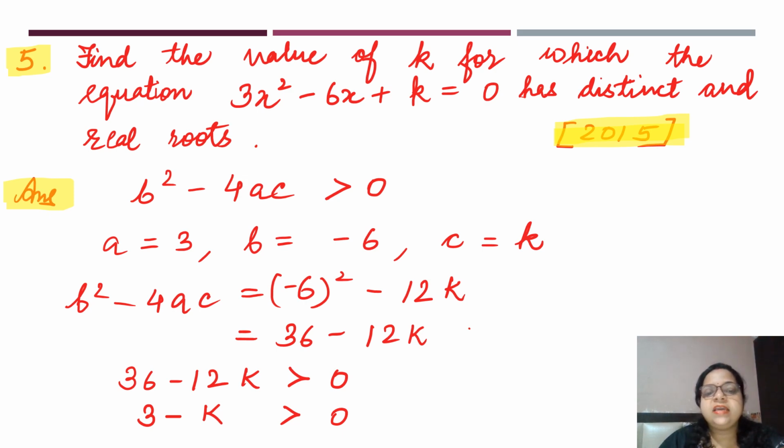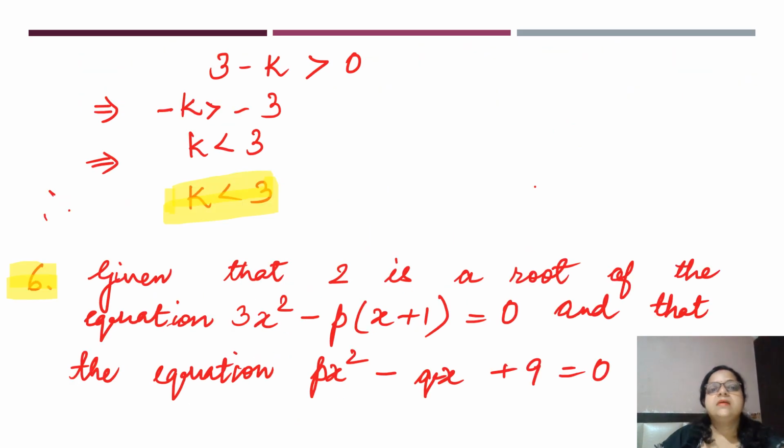36 − 12k is greater than 0, that is 3 − k is greater than 0, or −k is greater than −3, or k is less than 3. So we got the answer, that k is less than 3.